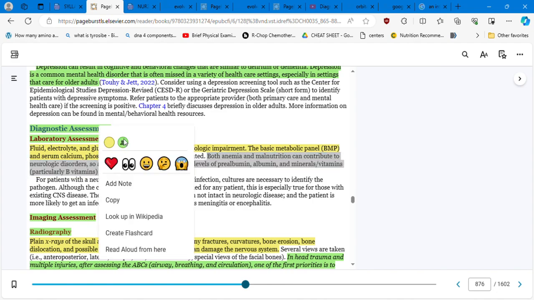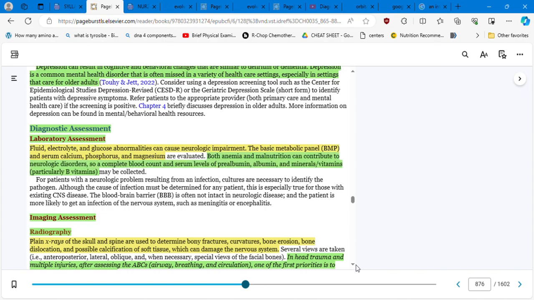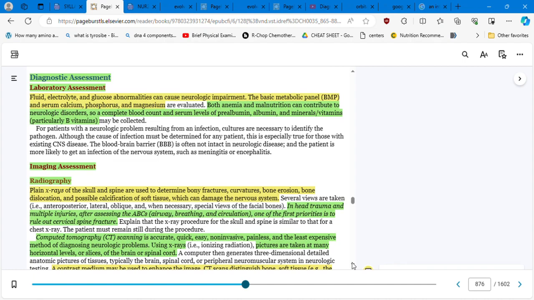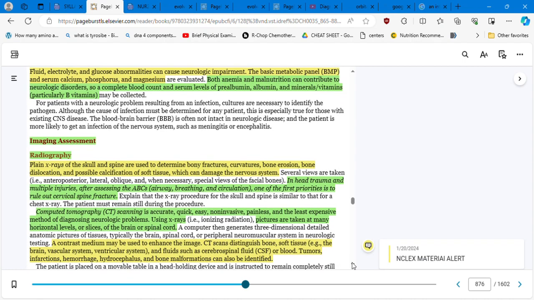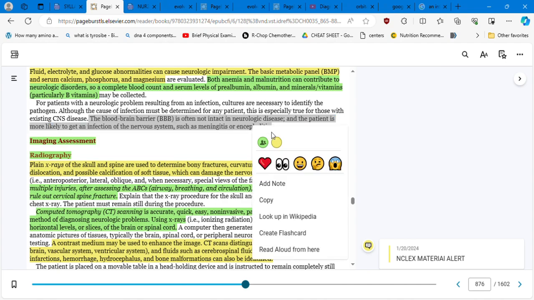Okay, so for patients with infections, we need to go ahead and take cultures to be studied, especially if they are having CNS disease, and we have to consider the blood-brain barrier, if it's affected or not, because this could develop into meningitis or encephalitis, or could be the cause of meningitis or encephalitis, right? So the blood-brain barrier is very important.